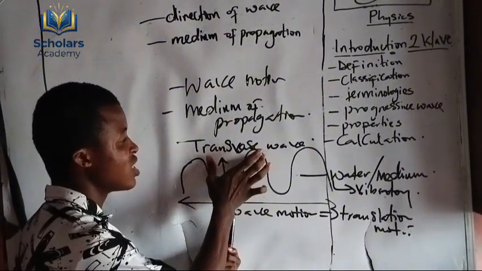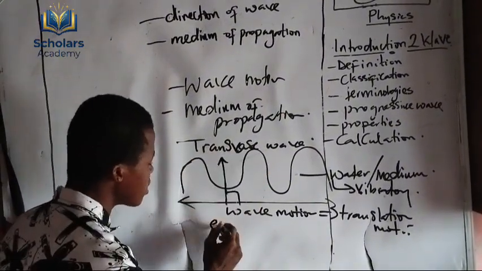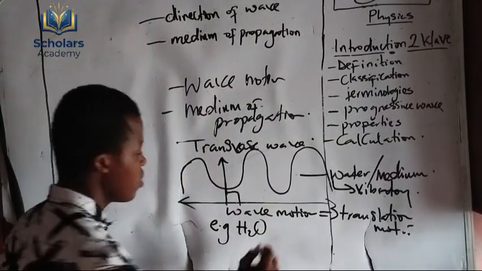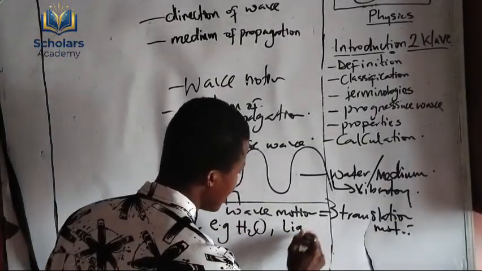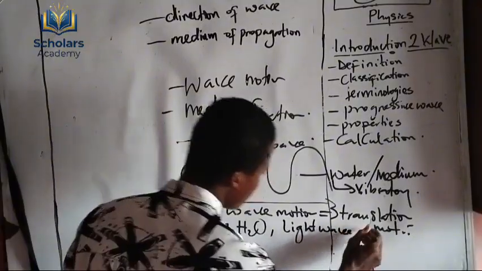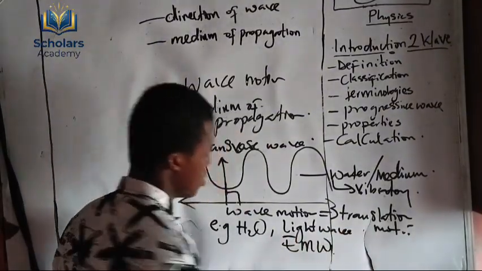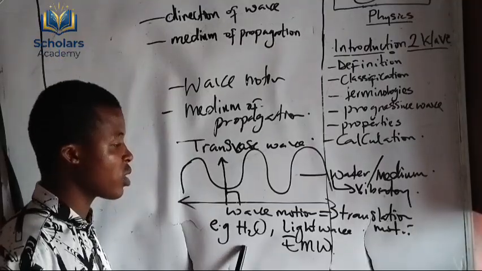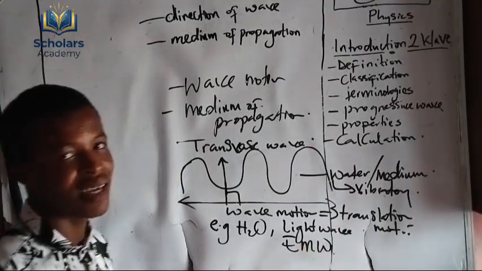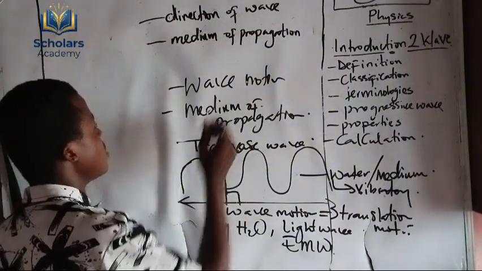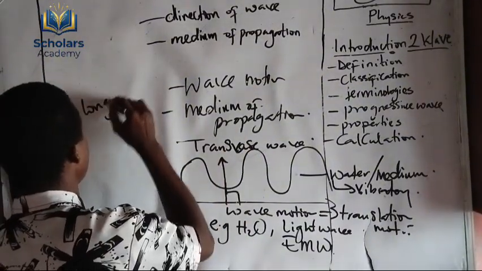So that's why we call this transverse wave. Examples of transverse wave: we have the water wave. We also have the light wave, which is a transverse wave, or we can say all electromagnetic waves. So all electromagnetic waves and water waves are transverse waves. So that is transverse wave. The next thing, let's talk about longitudinal waves.